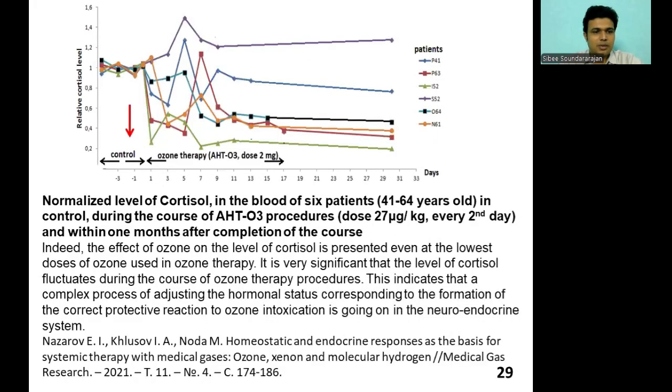We have shown that during a systemic course of ozone therapy procedures, pronounced, unpredictable oscillatory dynamics of cortisol occur, which end at the cessation of the procedures. We interpret these fluctuations as a reflection of the development of the body's homeostatic response to ozone intoxication. Moreover, the cessation of the fluctuations in cortisol levels usually coincides with the patient's transition to a state of stable remission of disease and adaptive regeneration.